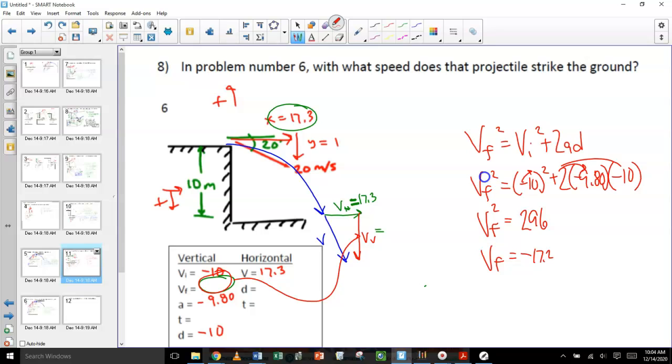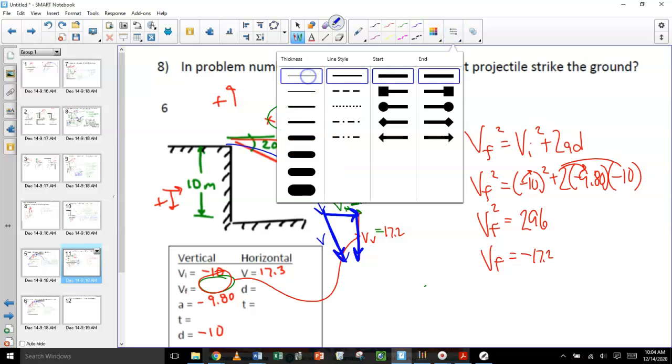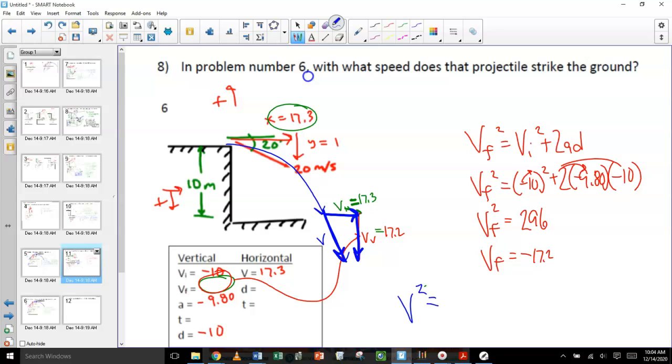So, oh wow, that's kind of fun. It's almost the same. So then to figure out our final velocity here, you're going to do a squared plus b squared equals c squared. So v equals 17.3 squared plus 17.2 squared, and your velocity ends up being 24.4.